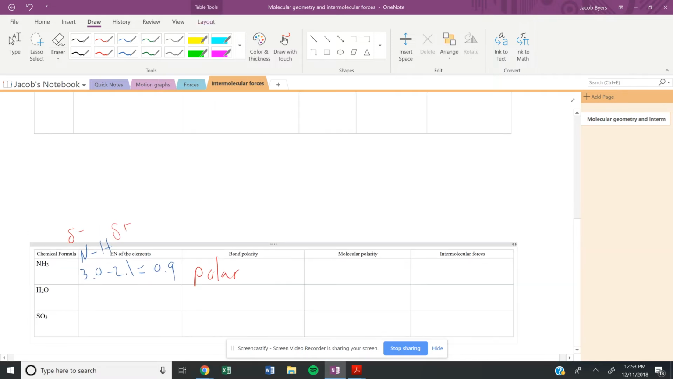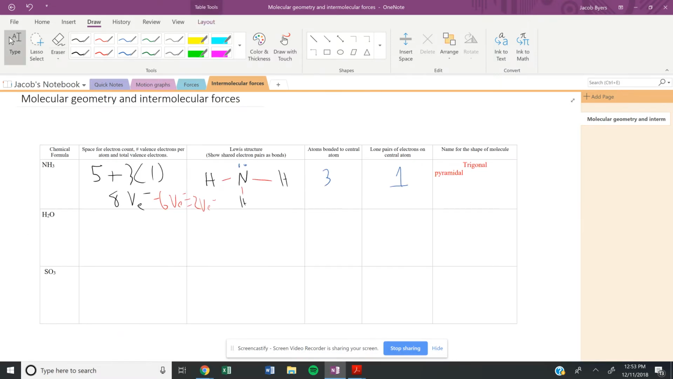To determine the molecular polarity, we've got to go back up here and look at the shape. All of these hydrogens are partially positive, and our nitrogen is partially negative. That lone electron pair makes it even more negative. And we saw that it's trigonal pyramidal, which means those hydrogens are all kind of to one side of that nitrogen, and the lone pair is above it.